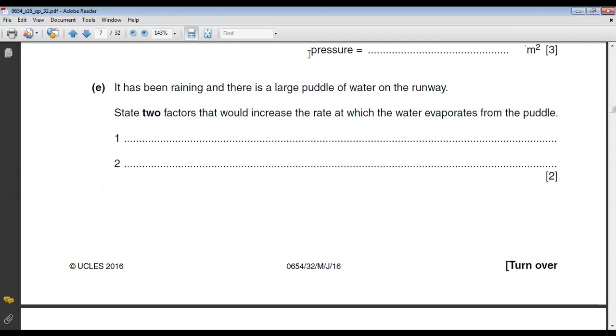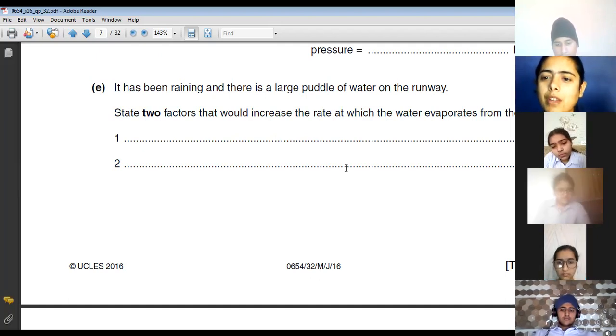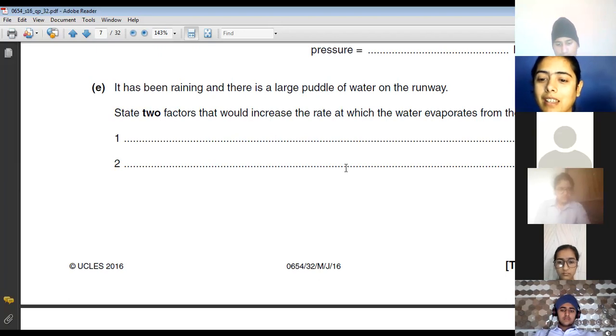Okay, the next question we have is, it has been raining and there is a large puddle of water on the runway. State 2 factors that would increase the rate at which the water evaporates. The same question. We have done the same kind of question yesterday also. The concept is different, the question was the same. If you have this kind of question in the exam, you can remember my chai ka glass, the example I gave you.